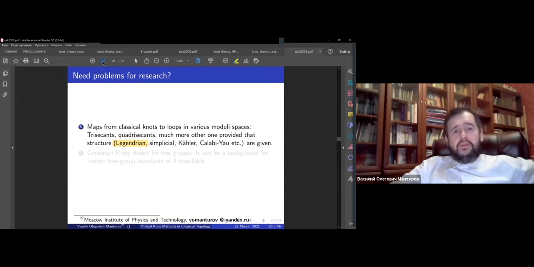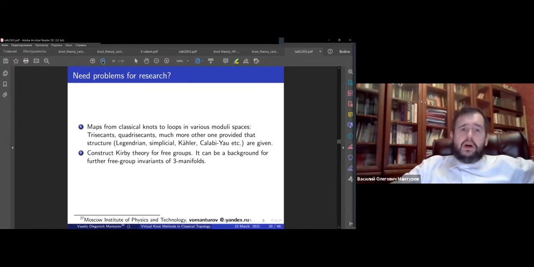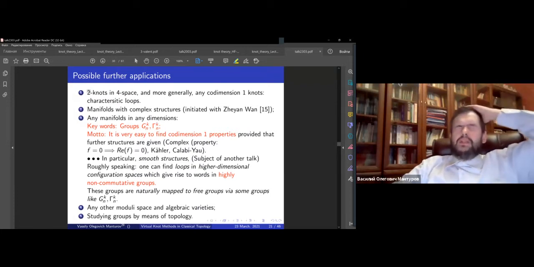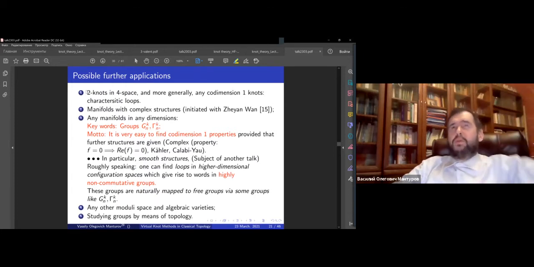And for Kirby calculus for manifolds, potentially it's possible, but here we will have to investigate further group theory. So this is just some problem to mention. Actually, possible further applications for two knots. We have some loops. For example, we can draw a picture with a Morse function, and we can go from the top to the bottom, getting a word, and focus our attention on something.